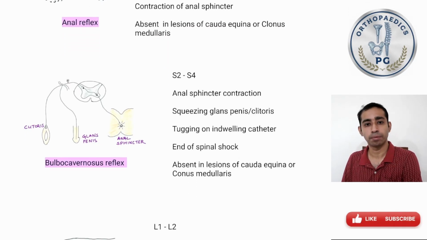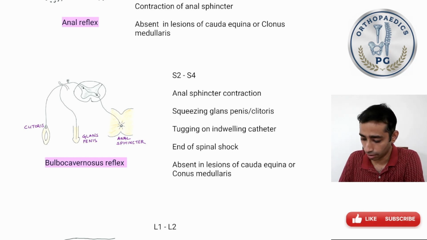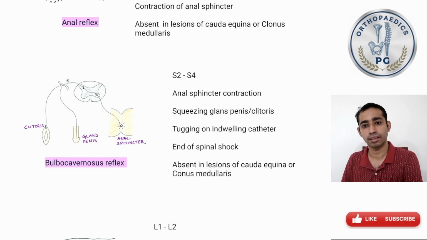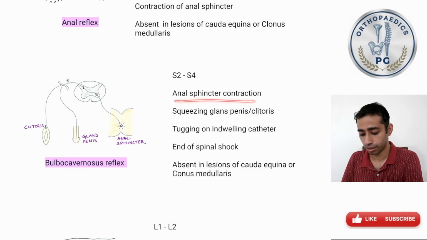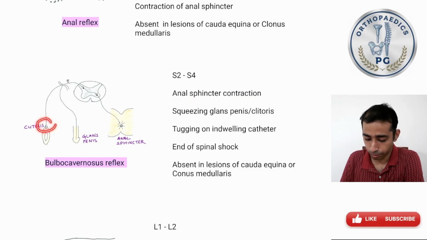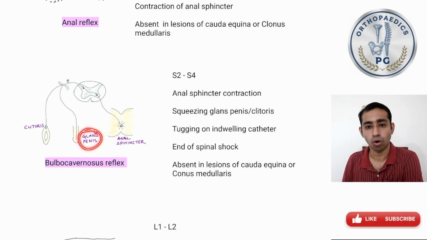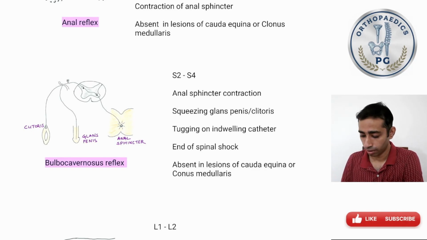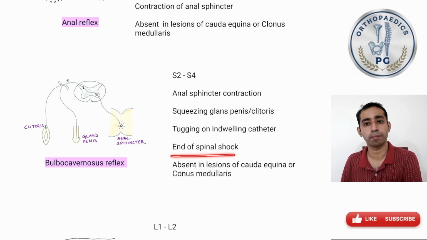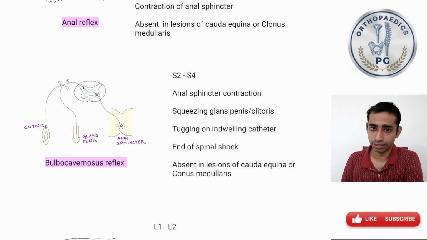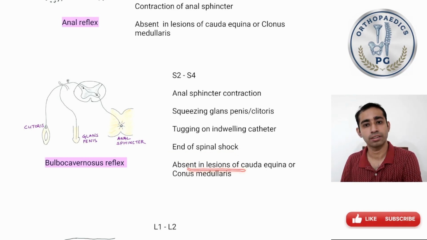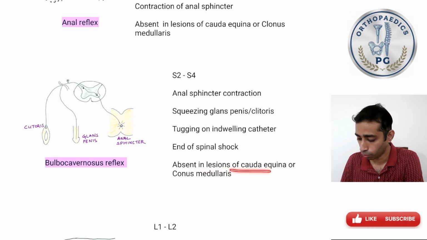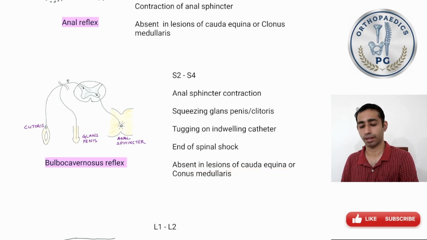The next reflex is the bulbocavernosus reflex. Here again the nerve root is S2 to S4, and there is an anal sphincter contraction in response to squeezing the clitoris or the glans penis, or tugging of an indwelling catheter. The return of this reflex following a spinal shock in a case of trauma signifies the end of spinal shock. Again, this reflex is absent in early stages of spinal shock and in lesions of the cauda equina or conus medullaris.